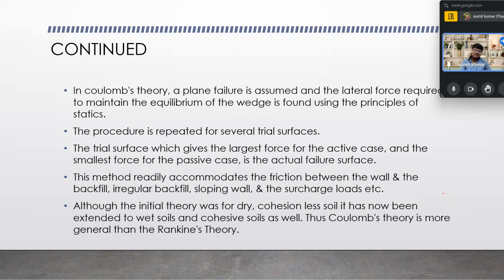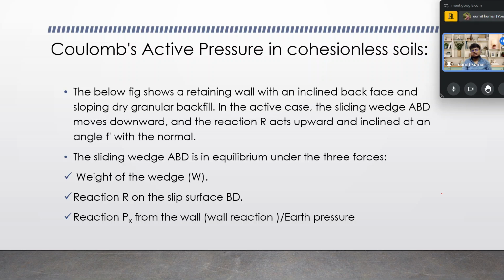This method readily accommodates the friction between the wall and the backfill, irregular backfill, sloping wall, surcharge loading, etc. Although the initial theory was for dry, cohesionless soil, it has now been extended to wet soil and cohesive soil as well. The Coulomb theory is more general than the Rankine theory because it considers several surfaces for the analysis before going to the result. Okay, now we talk about the Coulomb active pressure in the cohesionless soil.